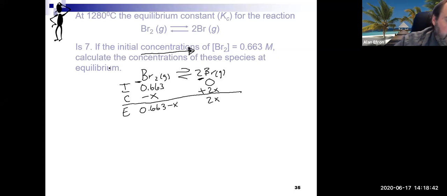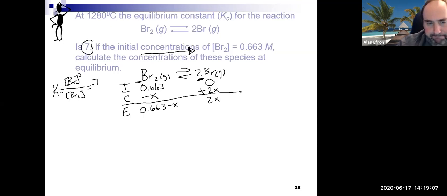Okay, so now a couple of things that we need to do, obviously, at this point is we need to solve for x. So we do want to use our equilibrium expression. So in this case, K would equal the concentration of Br squared, and we do need to square it, again, because of the coefficient that we see here, divided by Br2.